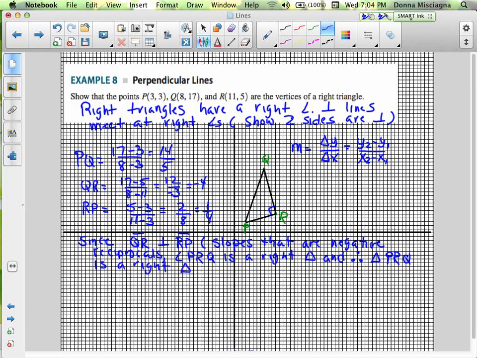By the way, the other way we could show this was a right triangle is to use the distance formula, find the lengths of all 3 sides, and then use the Pythagorean theorem to show that it holds. But since we're learning about perpendicular lines, this seems like a more appropriate proof. I think there's one more activity.